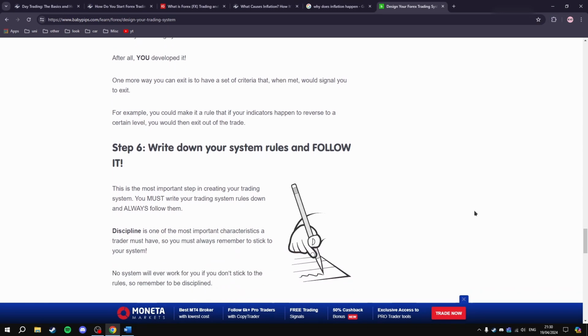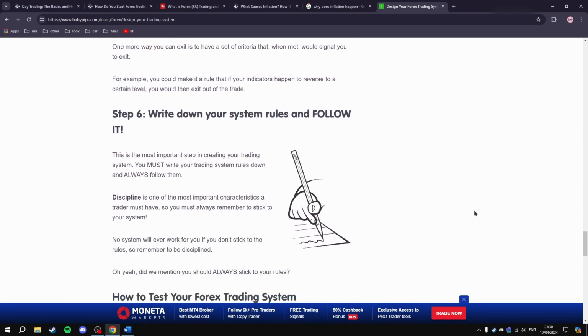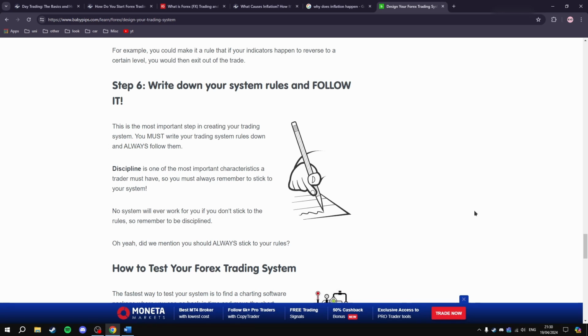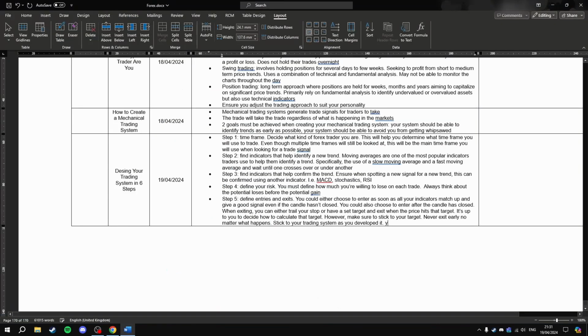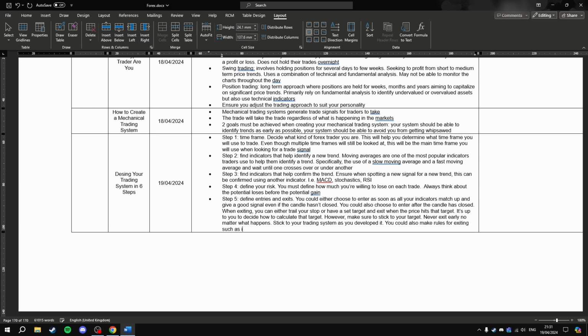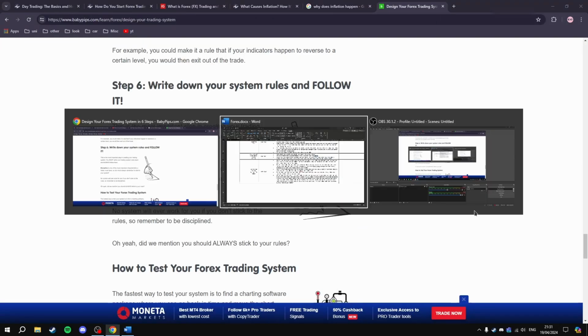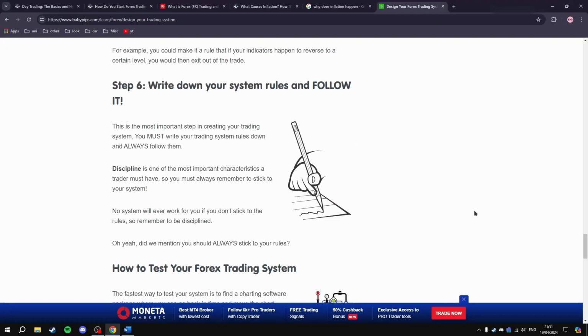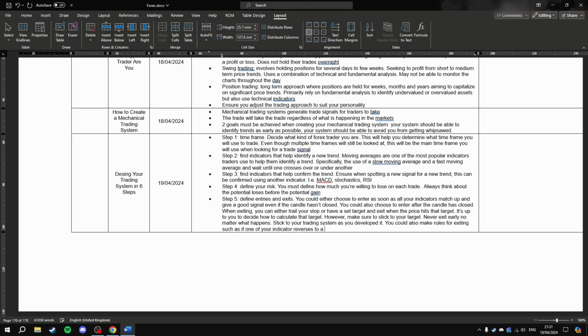One more way you can exit is to have a set of criteria that, once met, will signal you to exit. For example, you can make it a rule that if your indicators happen to reverse to a certain level, you would then exit out of a trade. You could also make rules for exiting, such as if one of your indicators reverses to a certain level, then exit the trade.